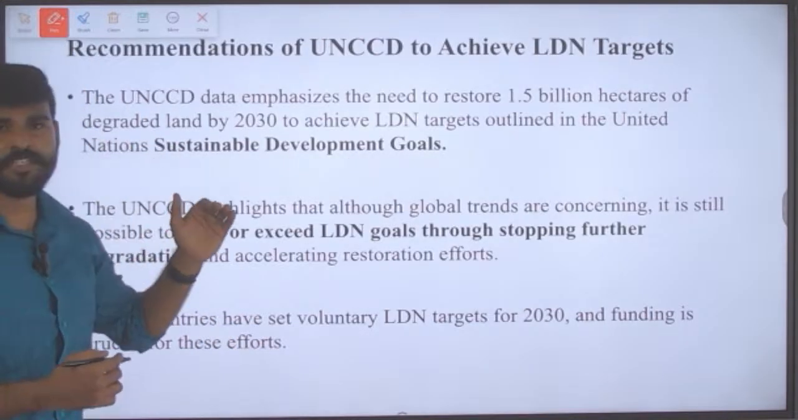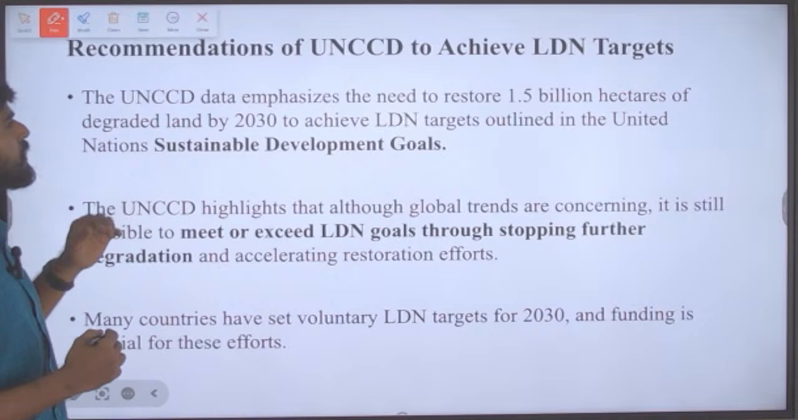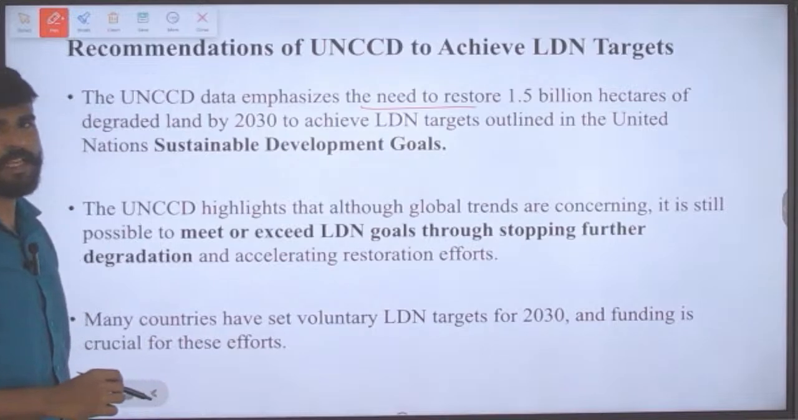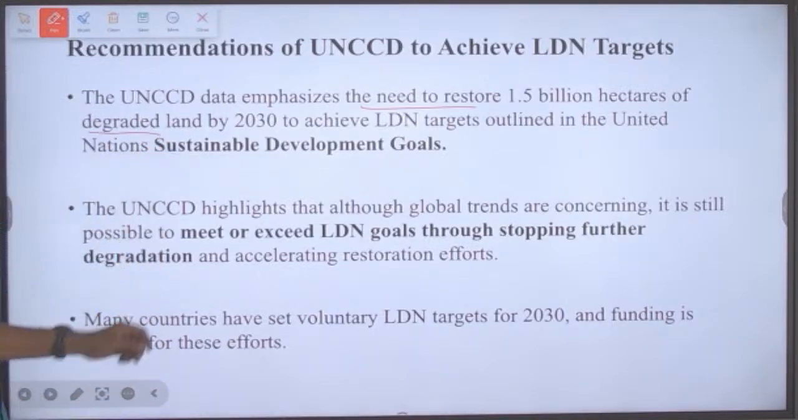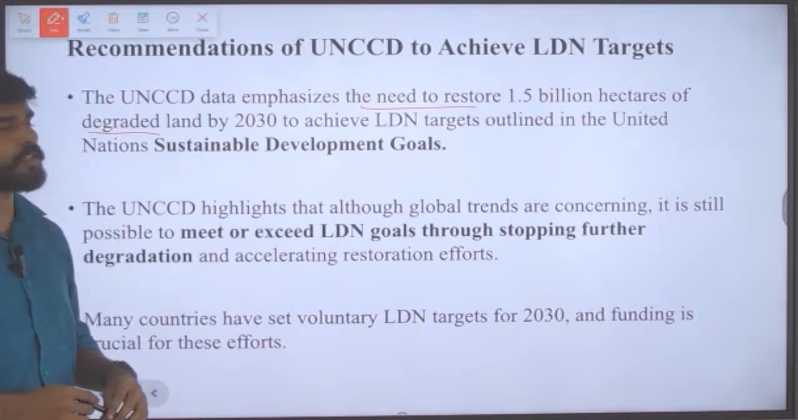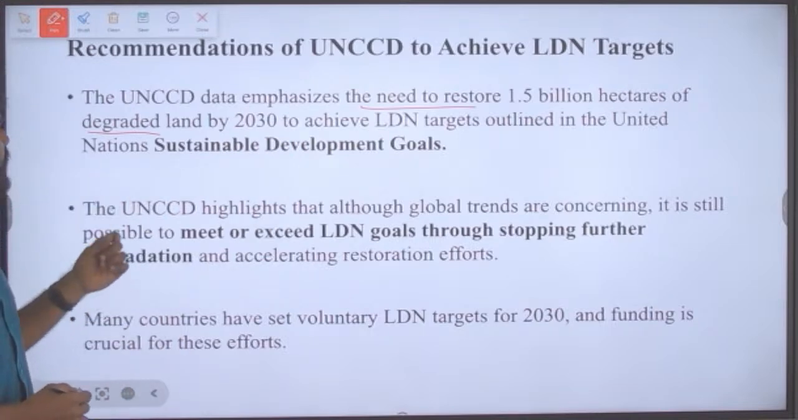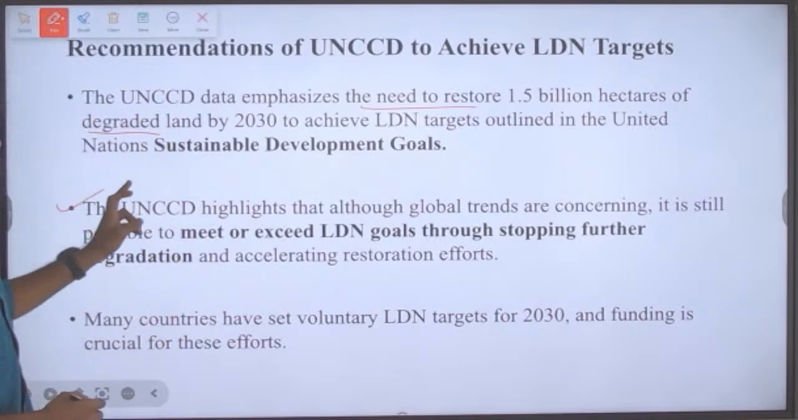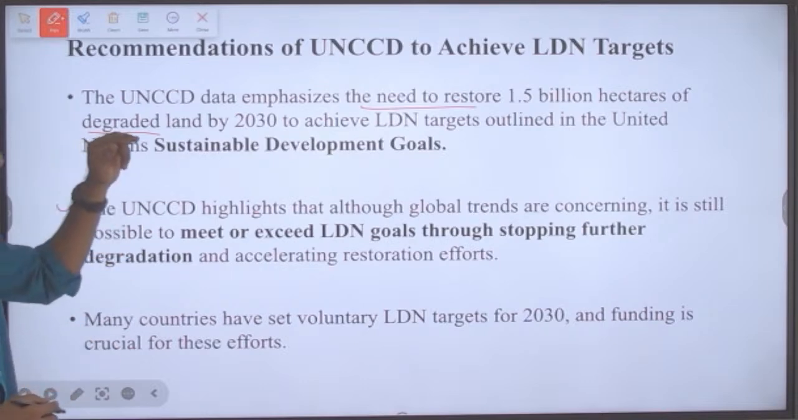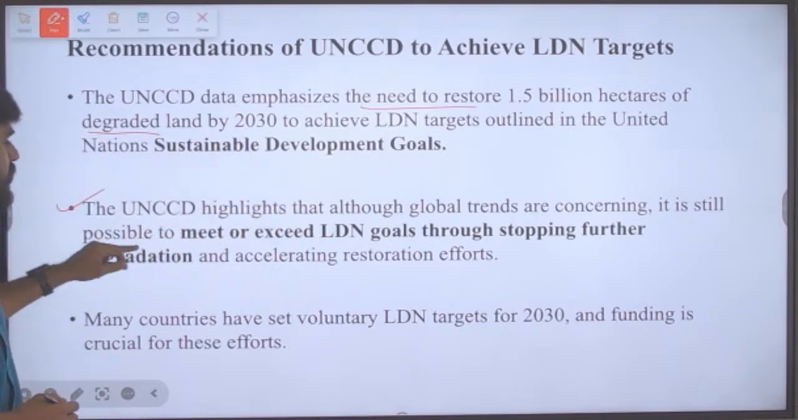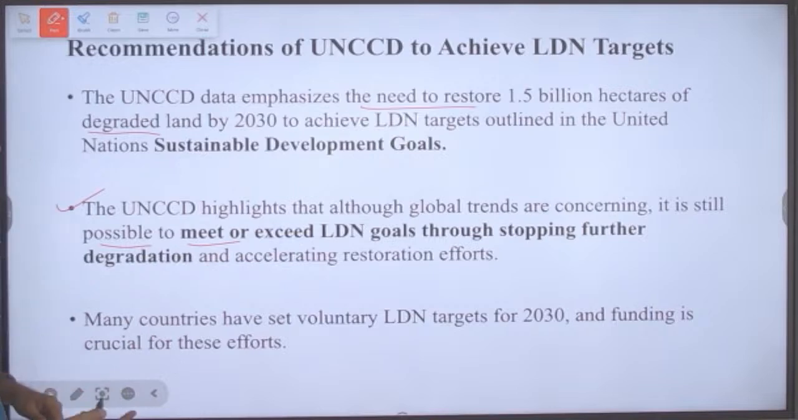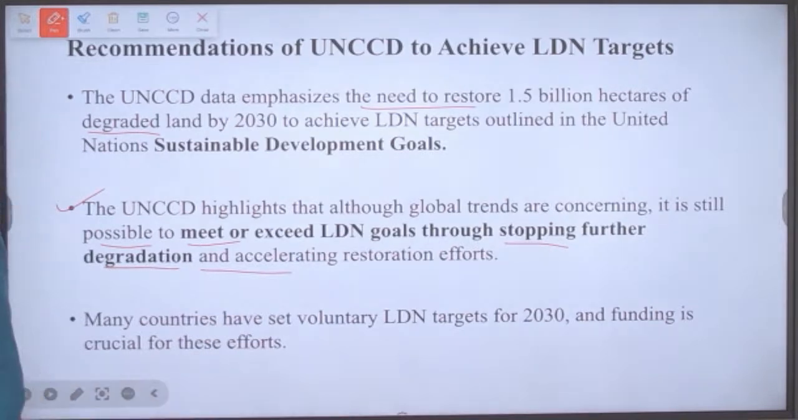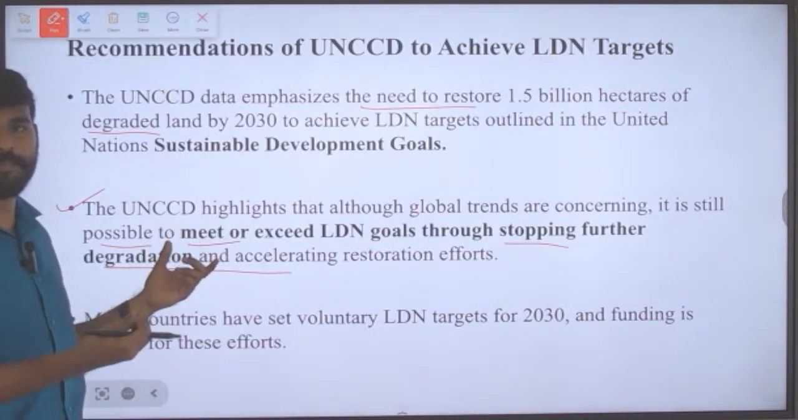Next, what are all the recommendations given by this UNCCD? That also let us understand. So UNCCD data emphasizes the need to restore 1.5 billion hectares of degraded land by the year 2030 to achieve land degradation neutrality targets, which was outlined in the United Nations Sustainable Development Goal 15 that we already saw. Okay, and then UNCCD highlights that although the global trends are concerning, it is still possible to meet or exceed land degradation neutrality goals through stopping further degradation and accelerating restoration efforts. So they are actually being optimistic here.